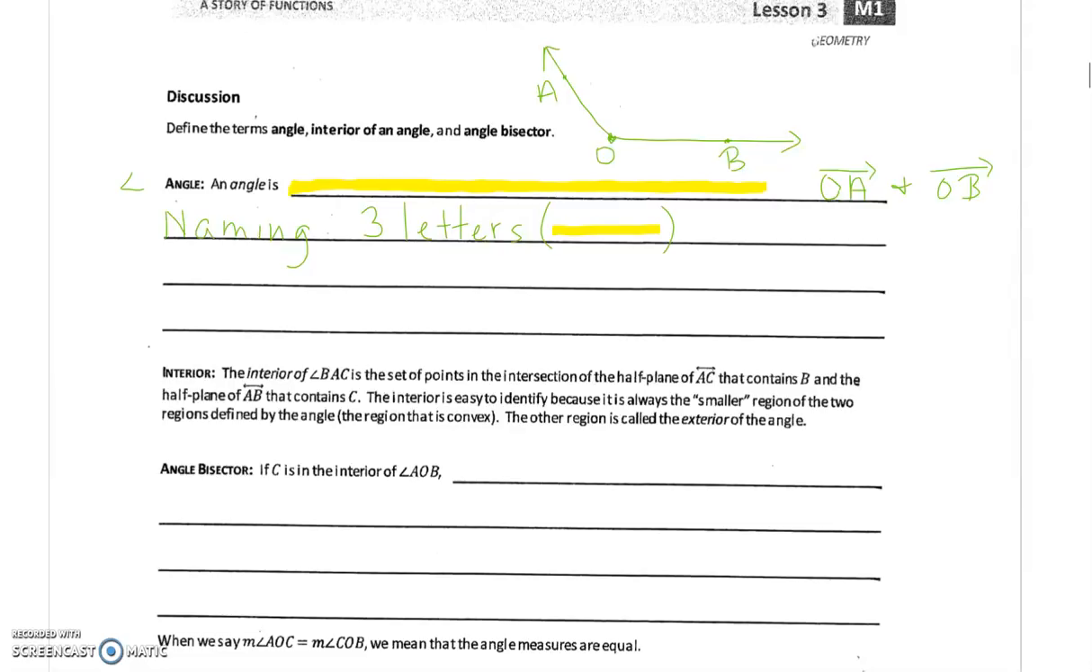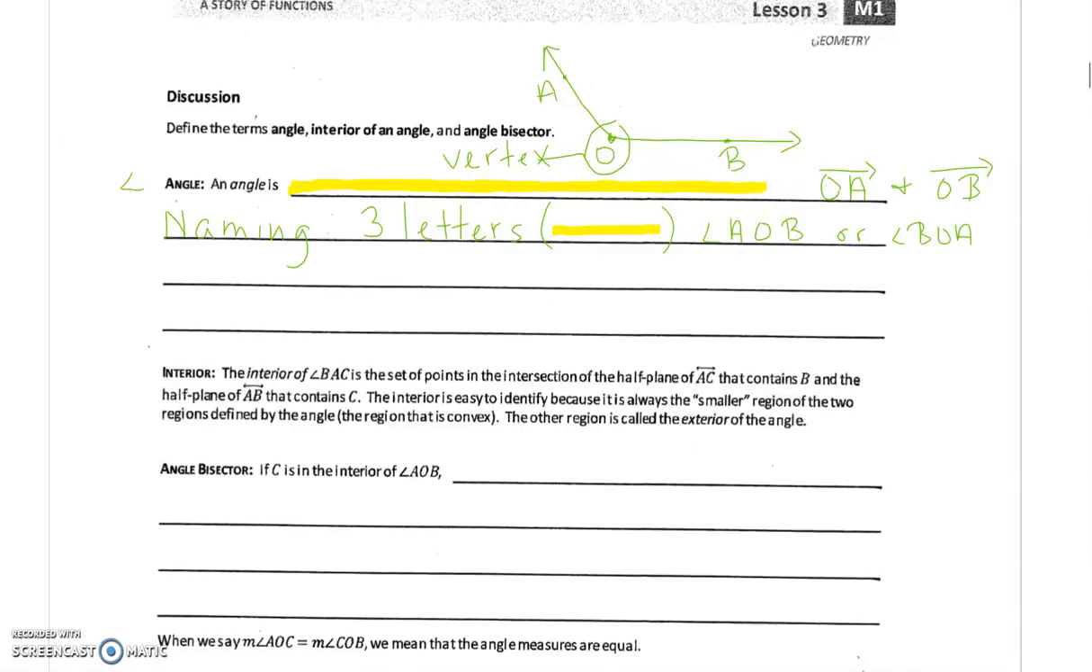So for this angle up top, I could name it angle AOB, right? My vertex letter is O. This letter right here in the corner is the vertex. Angle AOB or angle BOA. So the only thing that matters is that the vertex letter goes in the middle.